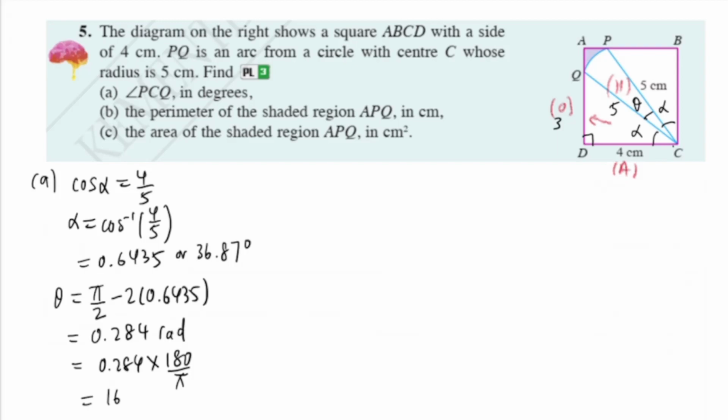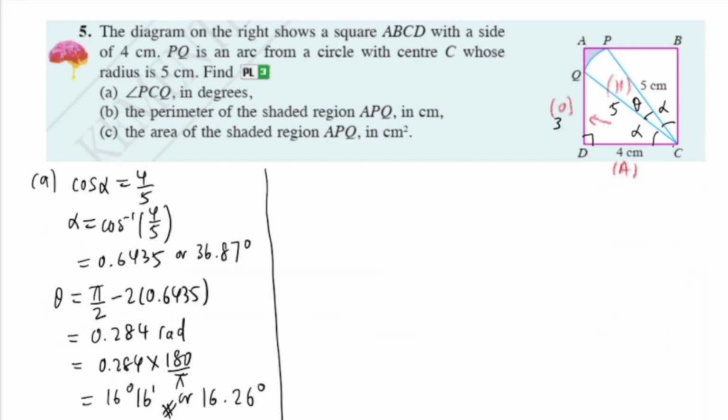You will get 16.26, but the textbook uses answer in degree and minute, so it's 16 degree 16 minute, right? Or if it's not stated, you can use 2 decimal places, unless the question says leave your answer in degrees and minutes. If they don't mention minute, you can actually leave it in degree, correct to 2 decimal places.